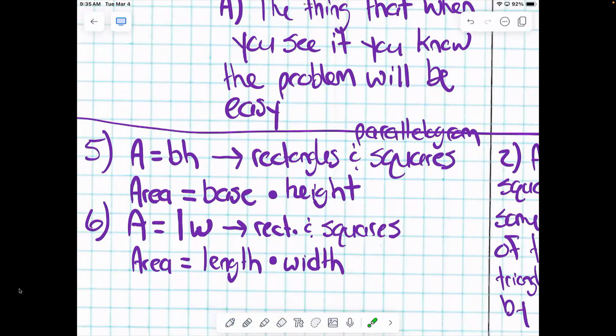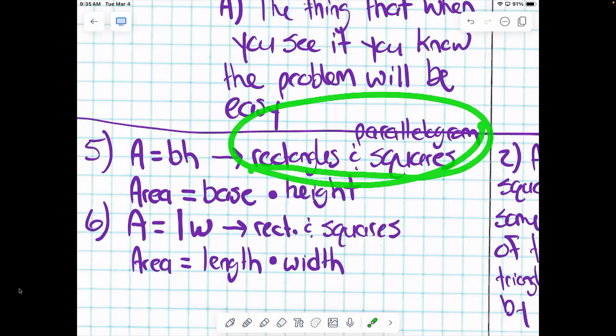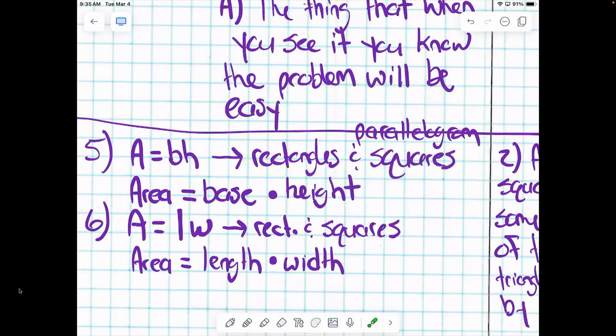Yes. Rectangles, squares, and parallelograms have an area formula. What is it? Base times height. It's base times height, right? The bottom times the height. You could also say length times width, right? Yes. Cool. What happens if you have two letters next to one another with no operation sign between them? What's that mean? Multiply. And that shows you that right down here, yeah?